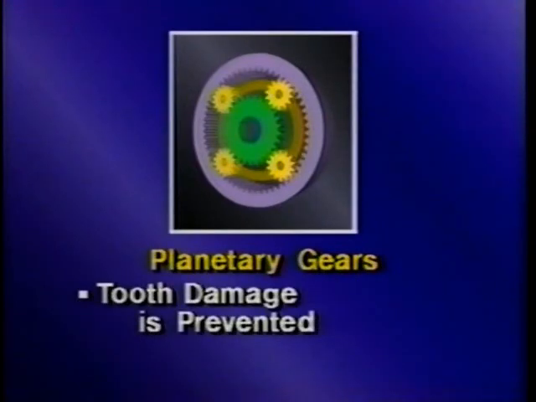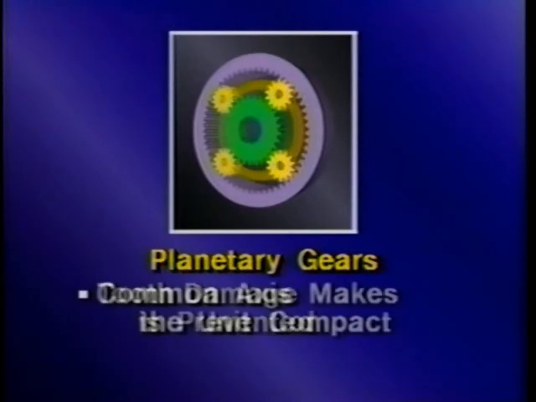Because planetary gears are always in mesh, tooth damage due to gear clash or partial engagement is prevented. And all members of the planetary gear set have a common axis, making the unit compact.